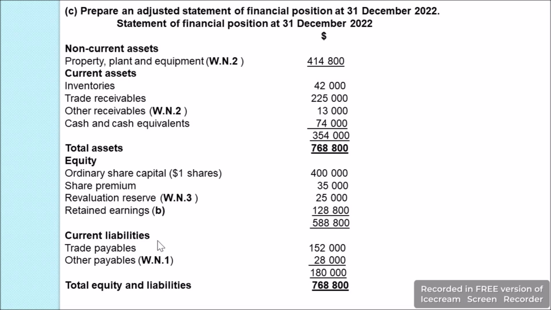and when we total this up, we get the total as $588,800. Then we have current liabilities, in which we have trade payables of $152,000. Other payables, for which we did the workings in the first working notes, and we got it as $28,000. So when you add this, it is $180,000. And now we'll take the total of equity and liabilities, that is $588,800 plus $180,000. We get the total as $768,800. And our statement of financial position is balanced, that is total assets is equal to total equity and liabilities. So we are done with the statement of financial position.